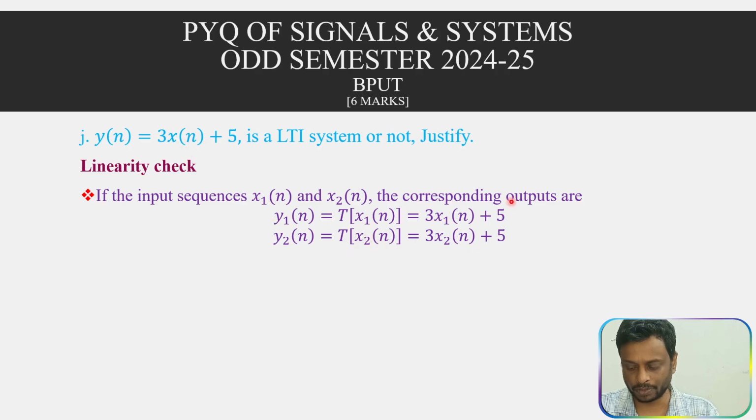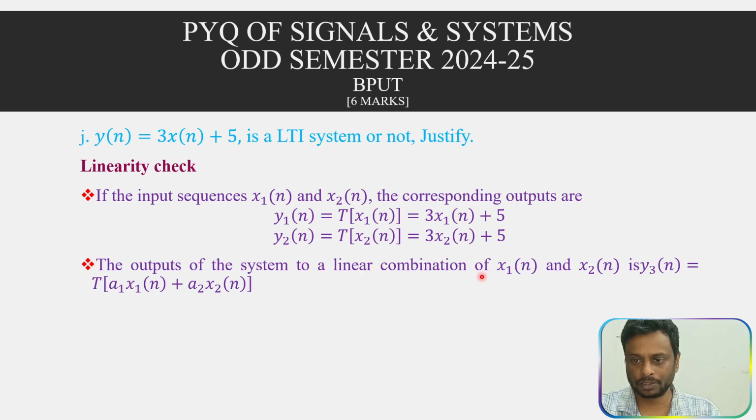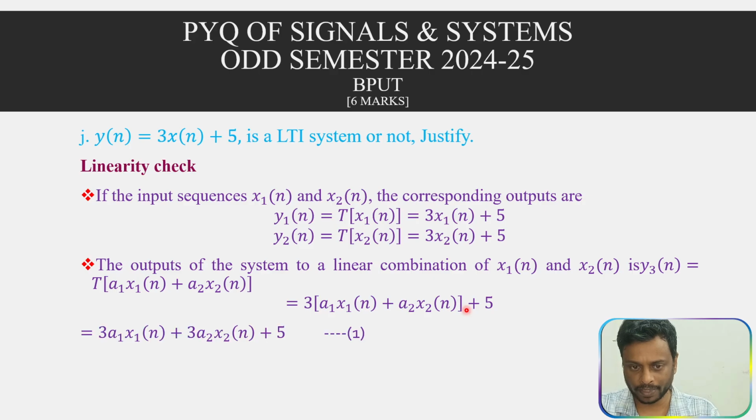Now the linear combination of x1 and x2 will give y3(n), which is the transformation of a1 x1(n) plus a2 x2(n). Just put this whole thing in place of x(n), and multiply. This is our equation 1. If a1 y1(n) plus a2 y2(n) is equal to y3(n), then the system is linear. Just multiply a1 here and a2 there. That will be our equation 2.